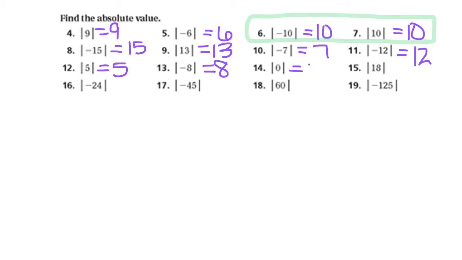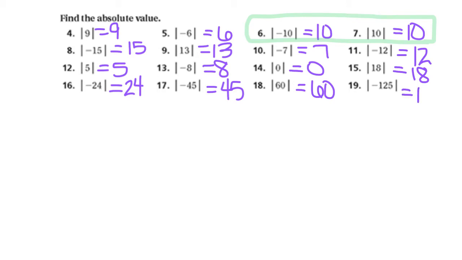The absolute value of 0 is 0. The absolute value of 18 is 18. And our last set, the absolute value of negative 24 is 24. The absolute value of negative 45 is 45. The absolute value of 60 is 60. And finally, the absolute value of negative 125 is 125.